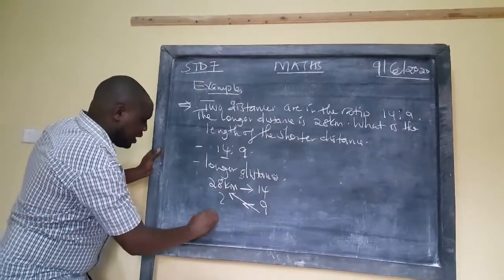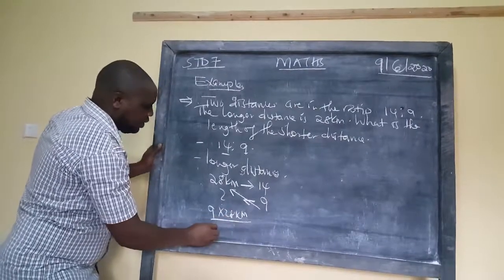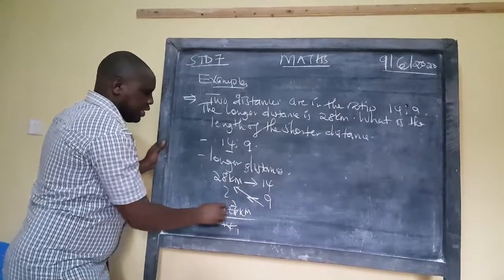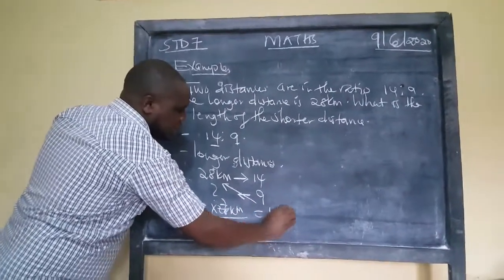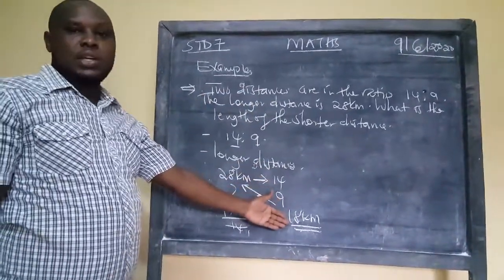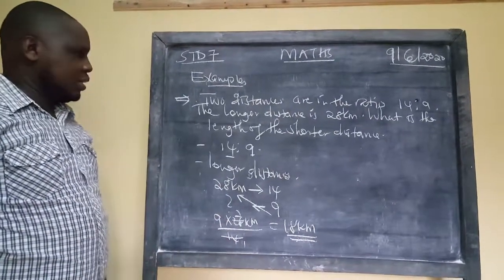So you cross multiply: 9 times 28 kilometers over 14. By 14, 1; by 14, 2. 9 times 2 is 18 kilometers. You compare 28 and 18; this is shorter. You can see it right now. So that's how you do these questions.